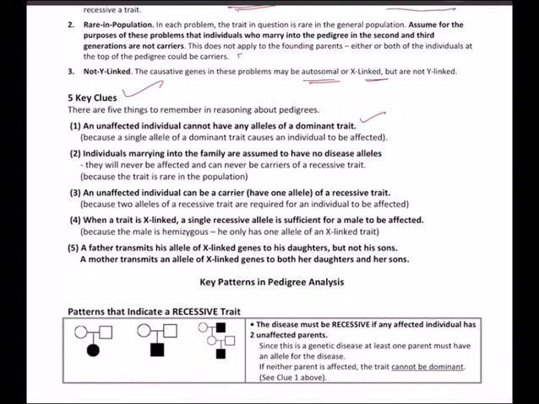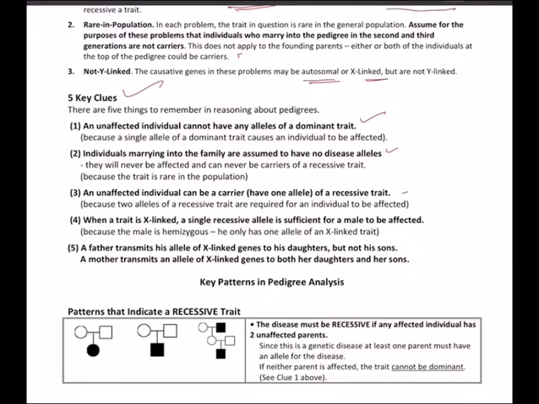Second clue, individuals marrying into the family are assumed to have no disease alleles. They will never be affected and can never be carriers of a recessive trait because the trait is rare in the population. Third clue, an unaffected individual can be a carrier, having one allele of a recessive trait, because 2 alleles of a recessive trait are required for an individual to be affected.